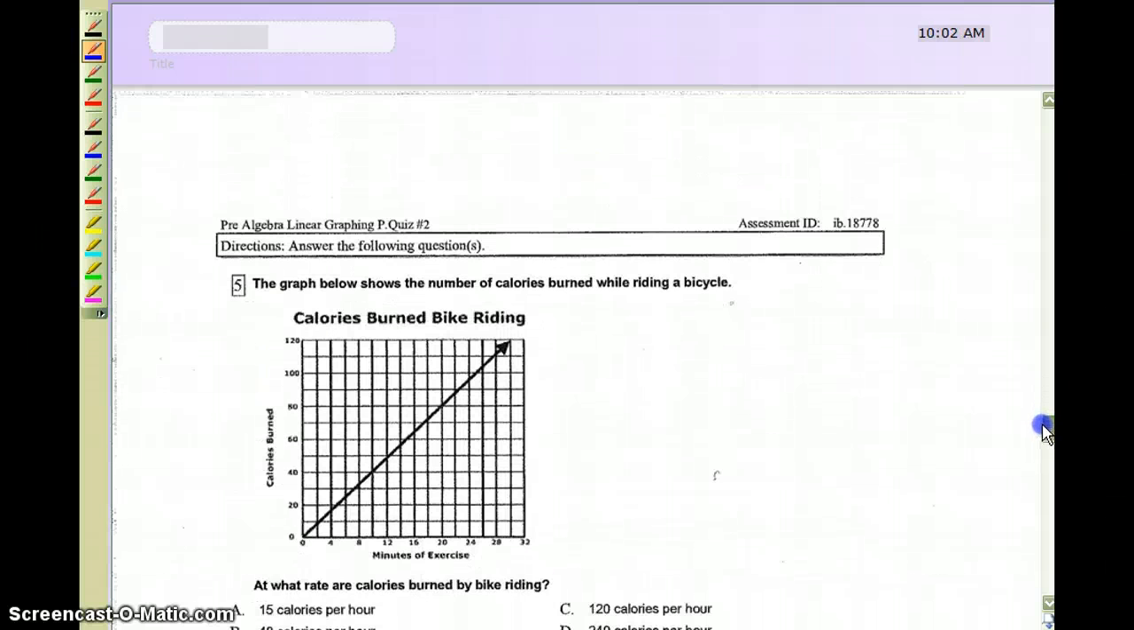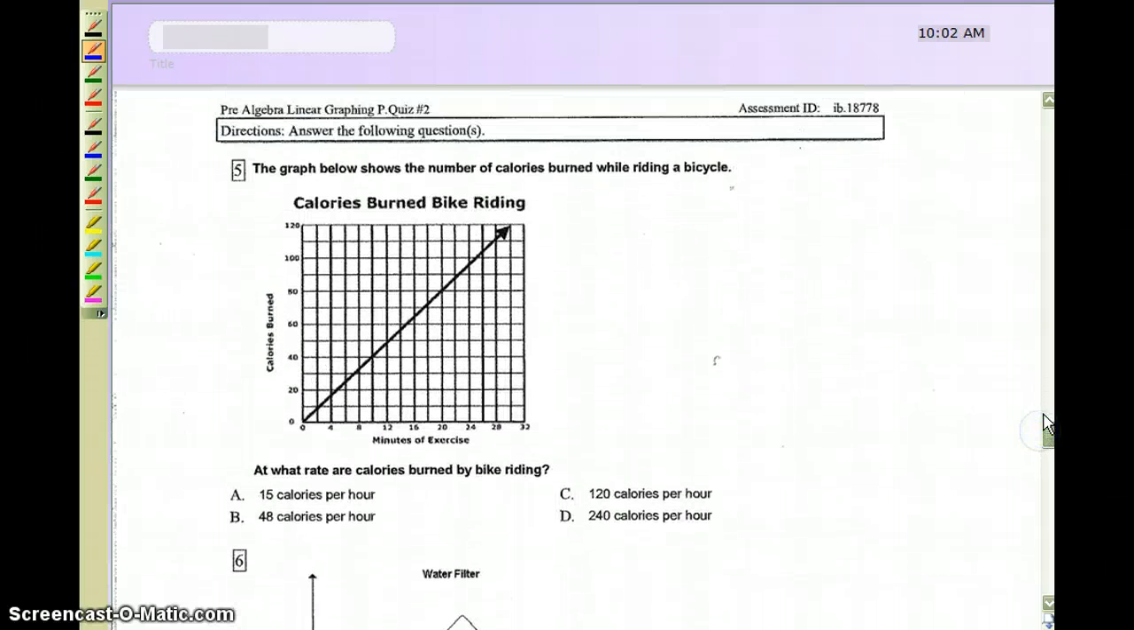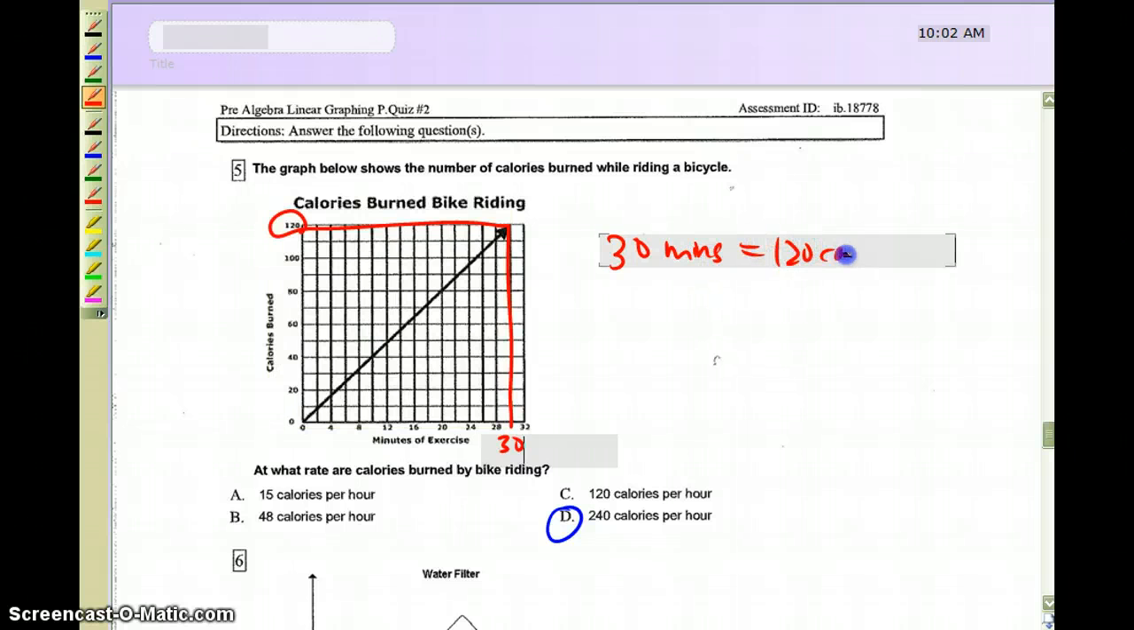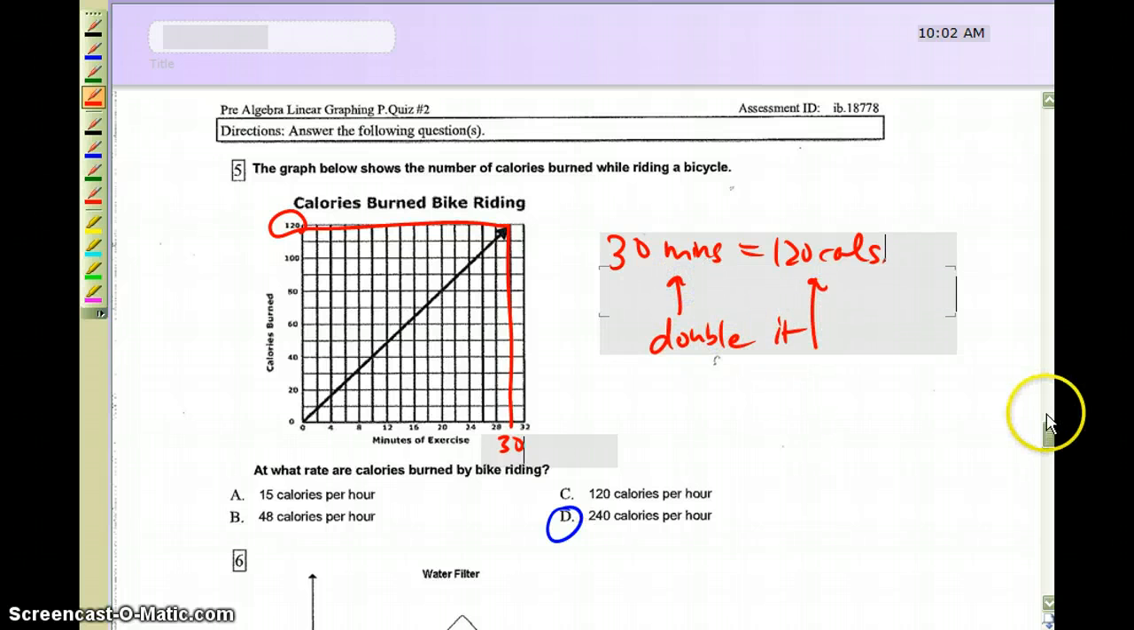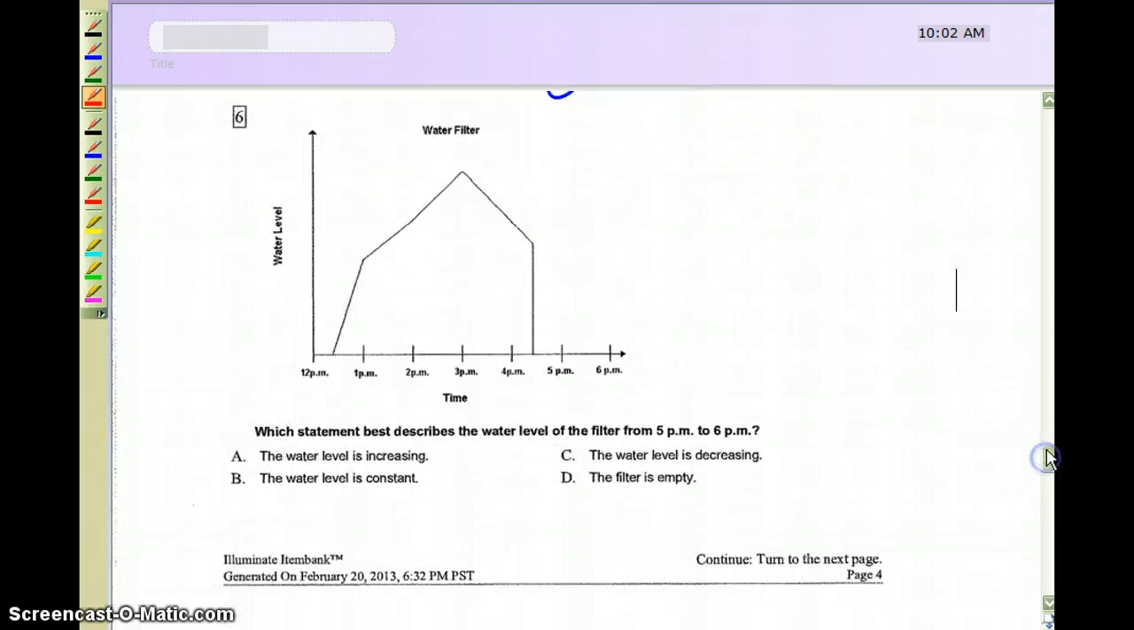Number 5, we have our answer is D. And how do we get that? Well, a lot of people looked at right here, 30 minutes gave them 120 calories. So they were able to double that amount and get 240 calories for the hour. Number 6, we're going to say that between 5 and 6 o'clock, our water filter is empty actually.